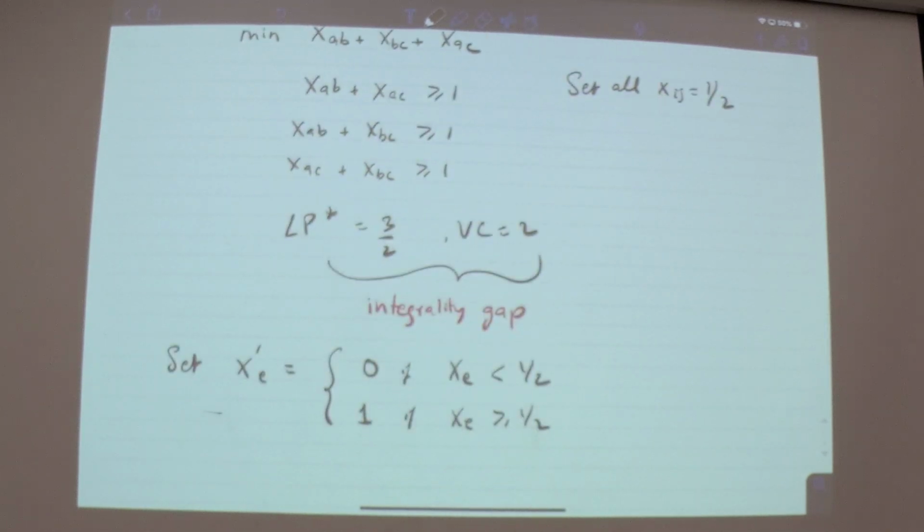And in order to maybe get a reasonable solution out of this, we need to take that linear solution and round it.